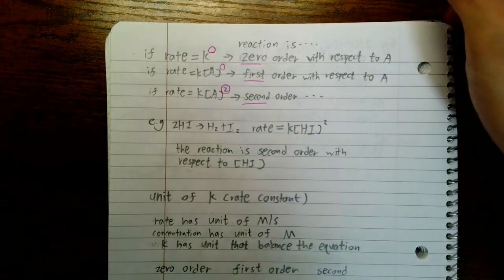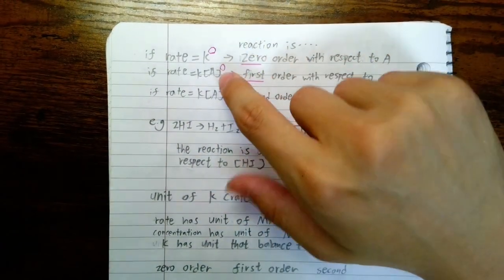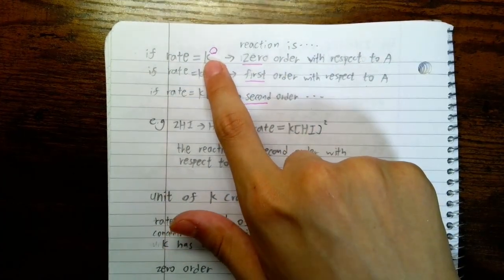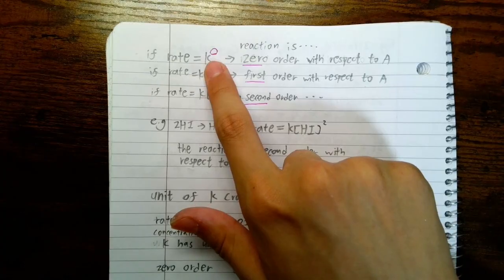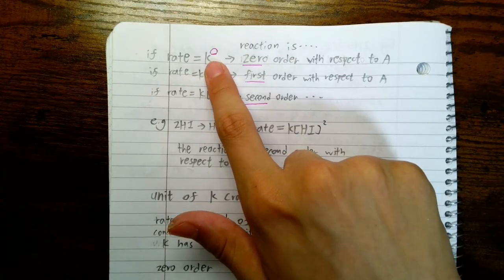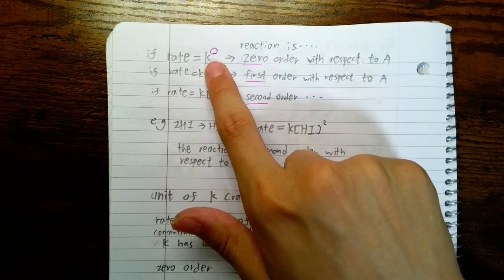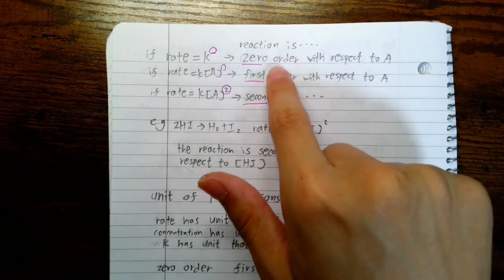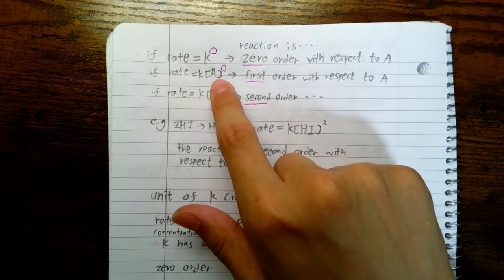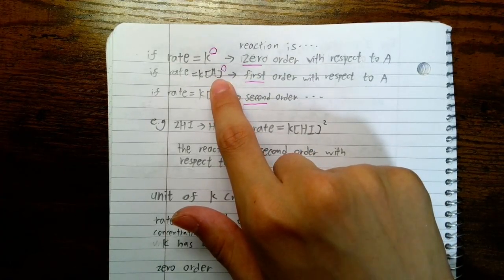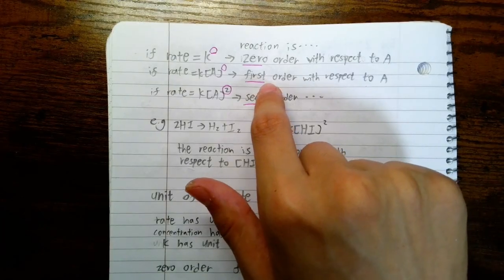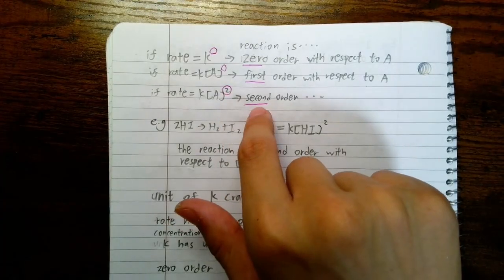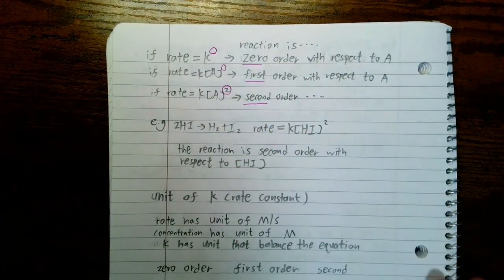Basically, we are just looking at the power of a specific type of reactant. In this case, the rate has nothing to do with the reactant A, and A has a power of 0, so we call this reaction 0 order with respect to A. But here, this is A to the power of 1, so we call this first order with respect to A. And similarly, this is a power of 2, we call this second order with respect to A.